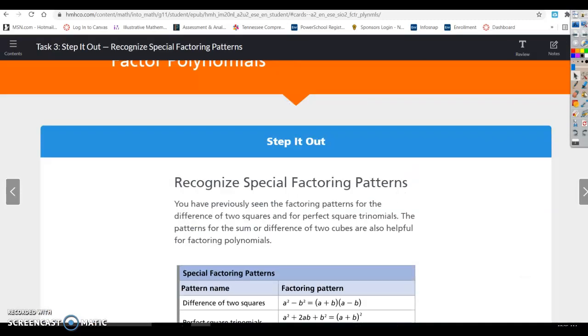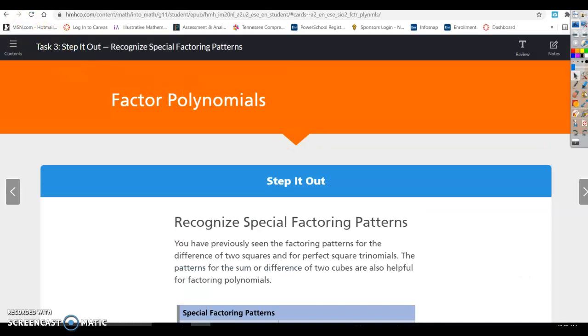And that's all for task 3. We're moving on to task 4.